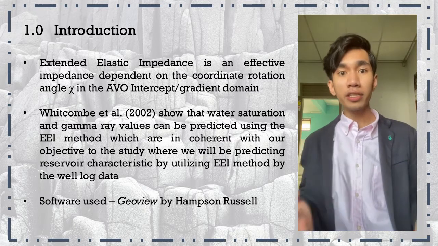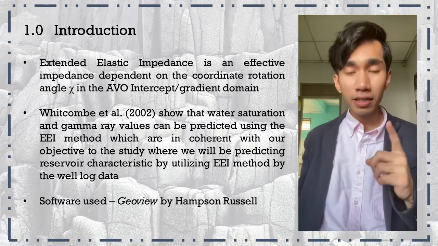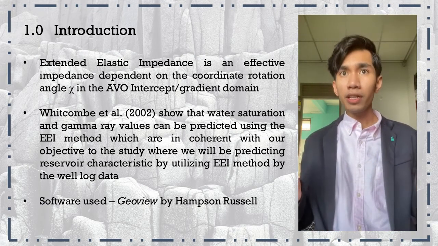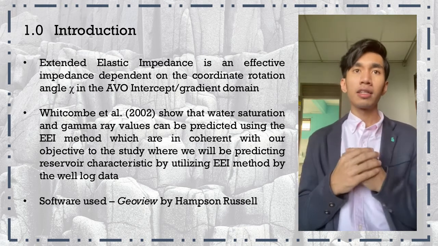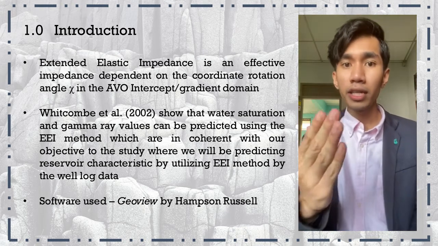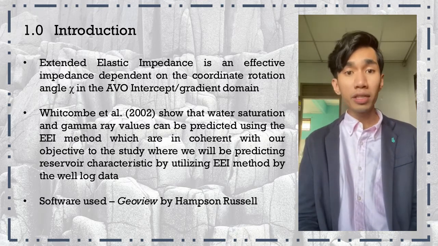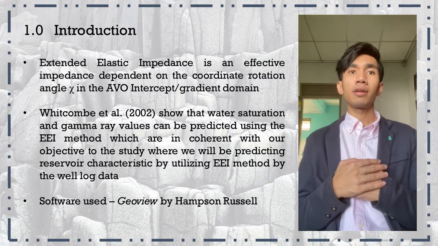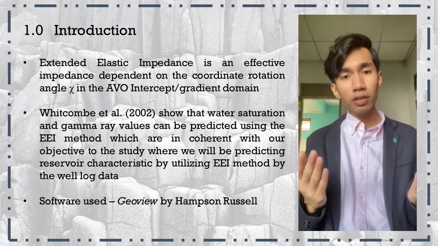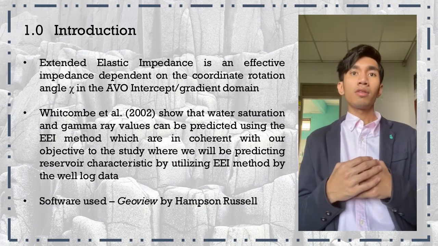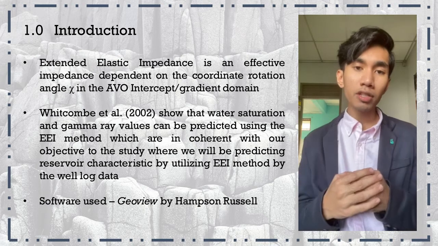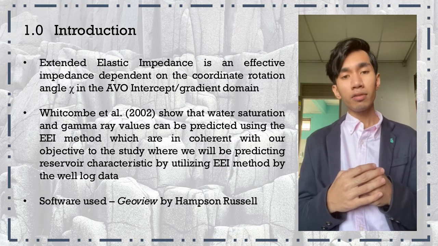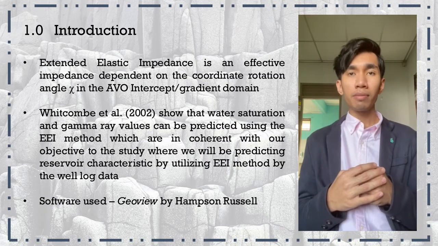What is EEI? EEI is basically extended elastic impedance, which can be defined as effective impedance dependent on coordinate rotation angle in the AVO intercept or gradient domain. As mentioned by Whitcomb 2002, water saturation and gamma ray can be predicted by using the EEI method, which is coherent with our objective, which is to predict the reservoir characteristic by utilizing the EEI method. To run this study, we're using GeoView by Hampson-Russell.